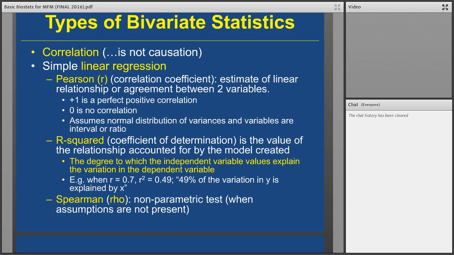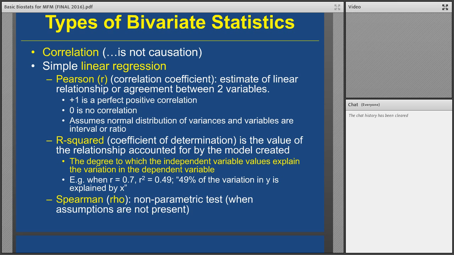Probably the most useful statistic to come out of a linear regression is our R squared, though. And it's really important that we know the difference between R and R squared. So R is the correlation coefficient, and R squared is what we call the coefficient of determination. And that's the value of the relationship. Pearson is really sort of a strength and a direction of relationship. The R squared is the value of that. And so it's the degree to which the independent variable values explain the variation in the dependent variable.